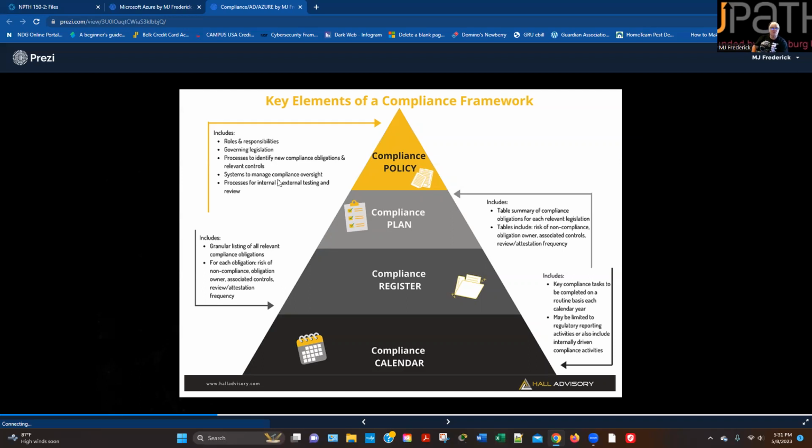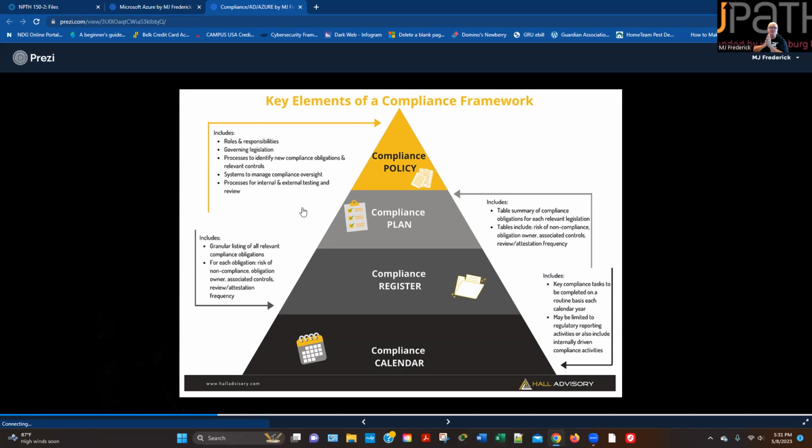And then systems to manage compliance oversight. Things like Azure, or you have other tools. You're not just using one tool, you have different tools you can utilize to distribute those and run those reports so that you have something that you can give and say, these are all the things we're doing to stay compliant in this organization.